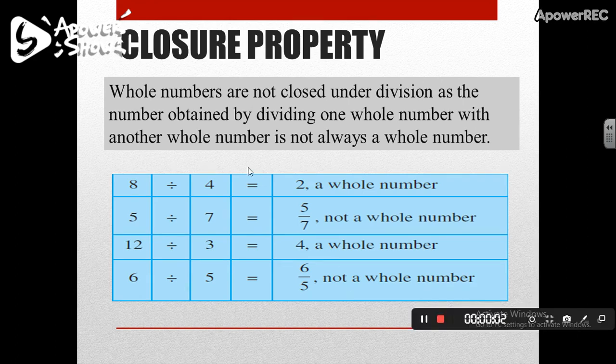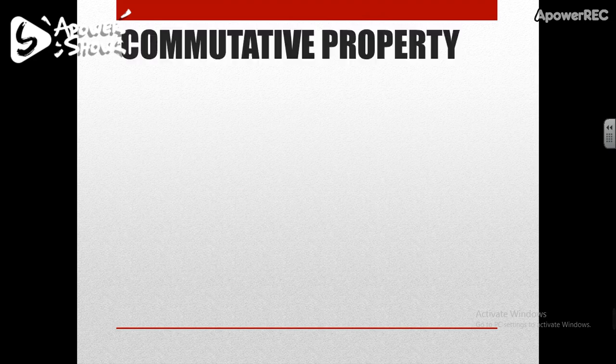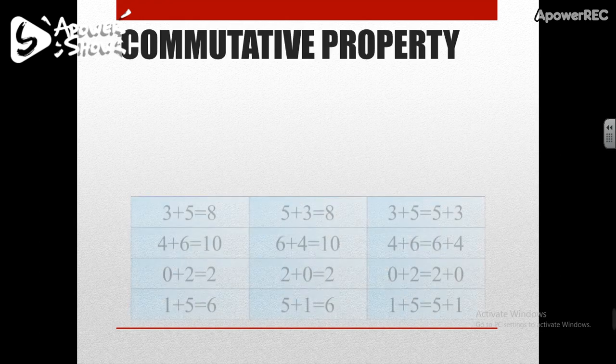So we get that whole numbers are closed under addition and multiplication, but whole numbers are not closed under subtraction and division. Now let's move on to our next property known as commutative property. Again we are going to check commutative property for addition, subtraction, multiplication and division. So let's see the commutative property for addition.